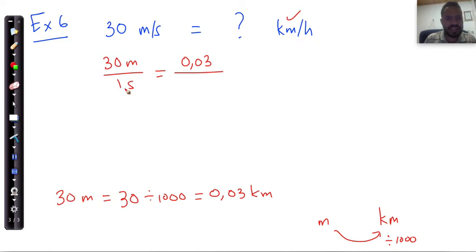And now I have to turn the seconds into hours. So again, 1 second, right? What portion of hours is that? Well, 1 second is equal to, in an hour you have 3,600 seconds. So it's going to be 1 over 3,600, right? And that I'm going to give us as a value. 1 divided by 3,600 is 0.000277.